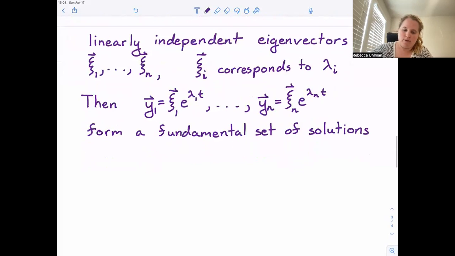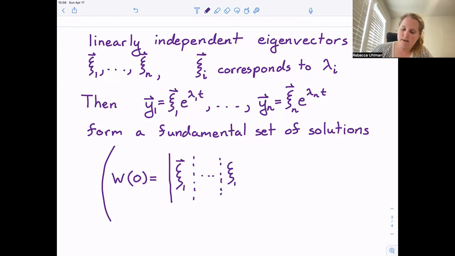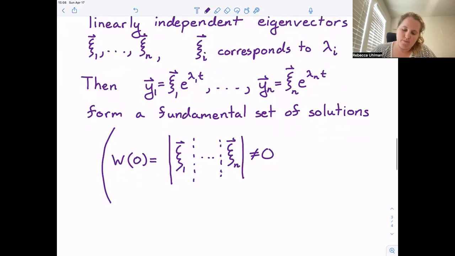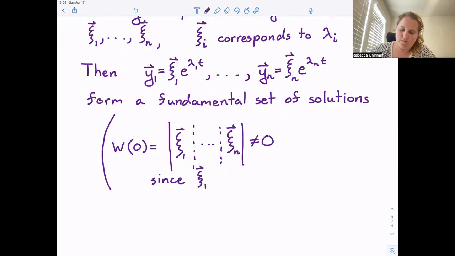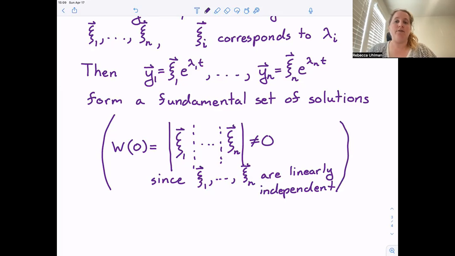So we can show pretty easily that the Wronskian evaluated at 0 would just be the determinant of the matrix with psi 1 as the first column through psi n as the last column. And this has to be non-zero since psi 1 through psi n are linearly independent. So we, by default, have linearly independent solutions. It doesn't matter what the lambdas are, they can be repeated or not. We just need these n linearly independent eigenvectors.